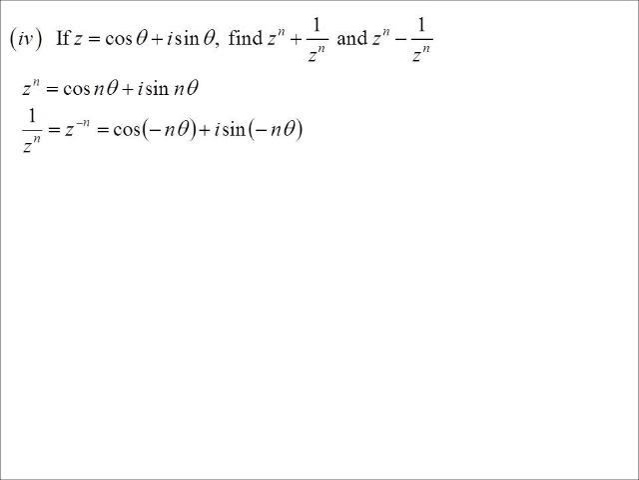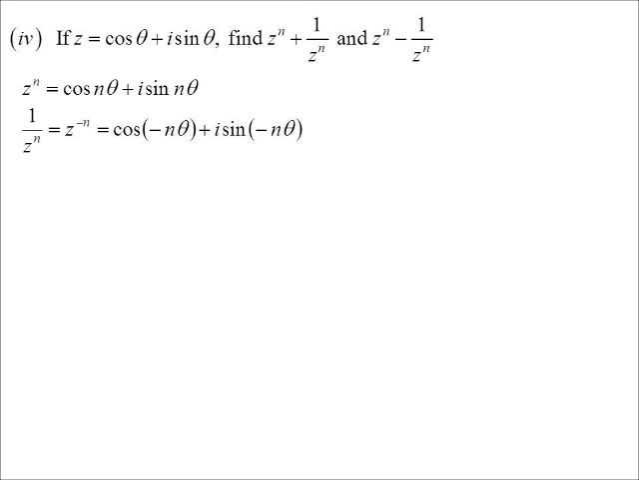Classic question. By the way, if they don't ask you to find these results, then it's okay to quote these results. They can come in handy in some questions. So z to the power of n plus 1 on z to the power of n, and also z to the power of n minus 1 on z to the power of n. Well, z to the power of n we know is cos n theta plus i sine n theta. Z to the power of minus n, because that effectively is what 1 on z to the power of n is. So I can use De Moivre's again, but now the power is minus n, becomes cos minus n theta plus i sine minus n theta.